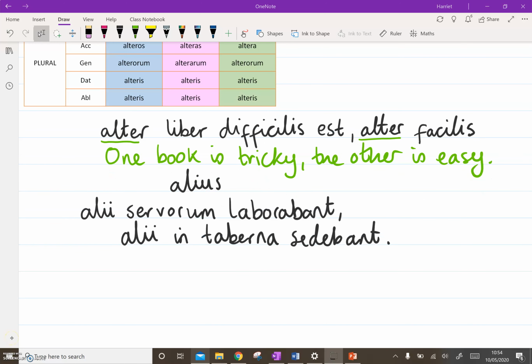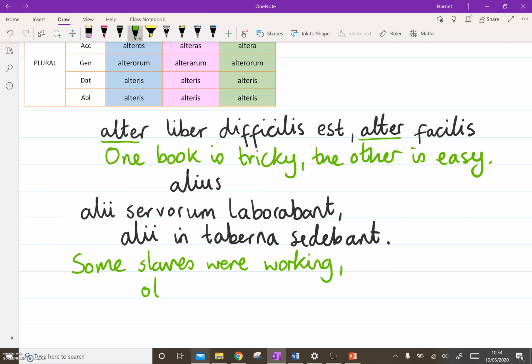So in this sentence, we've got some plurals instead of singulars. Alii is obviously a plural ending. So instead of one doing something and the other doing something, we're going to say some do this, others do that. So this sentence would be translated as: some, servorum is of the slaves, you can just say some slaves were working, others were sitting in the inn. So again, alios is used as the idea of alternatives, but it's just that it's more than two things involved.